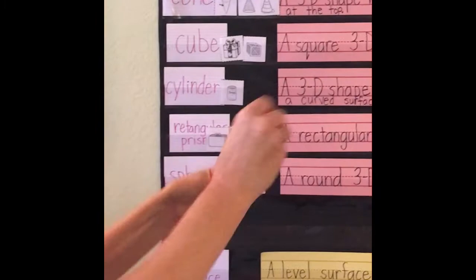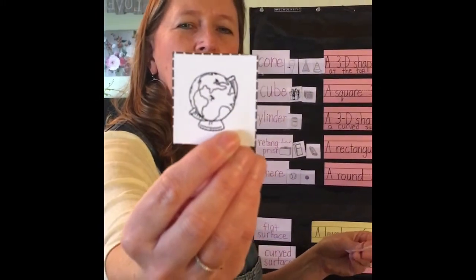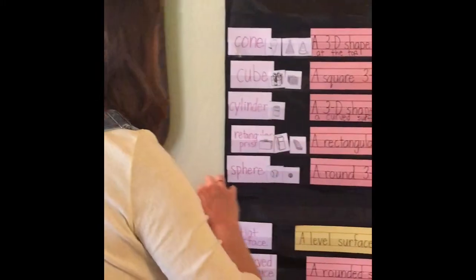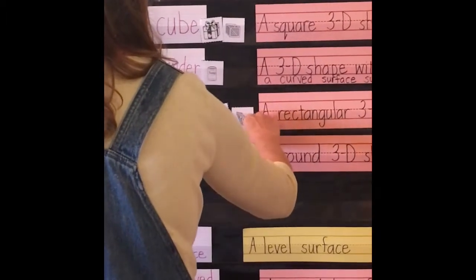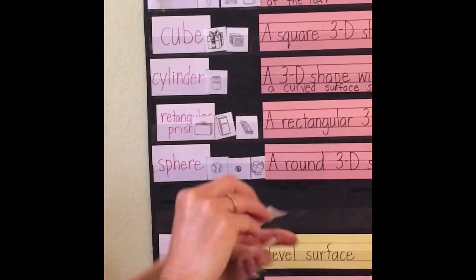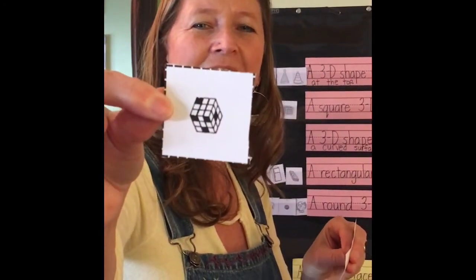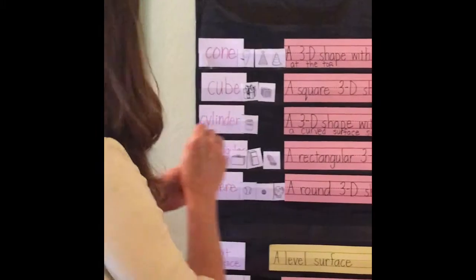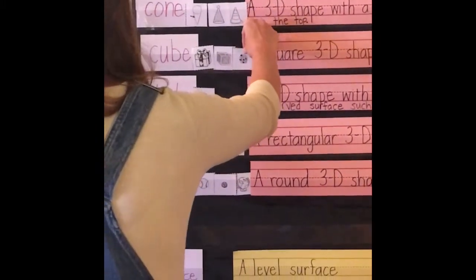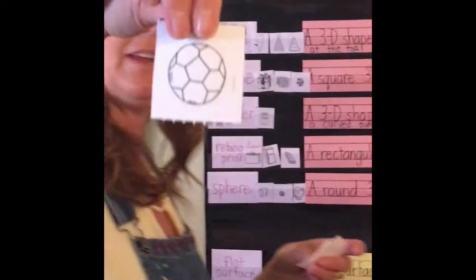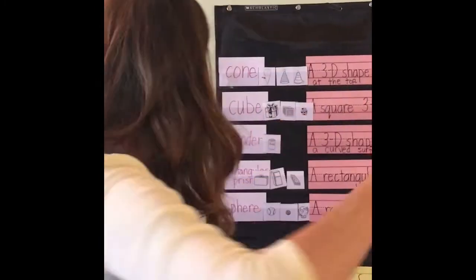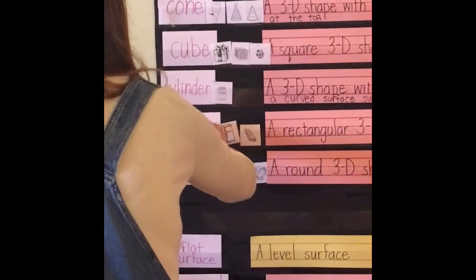Oh, look at this. It's the globe, the world. And that's a sphere. Oh, Joaquin is good at these. It's a Rubik's Cube. Hey, it even has cube in its name. It's a cube shape. Some of you play this, soccer, and that goes with sphere.